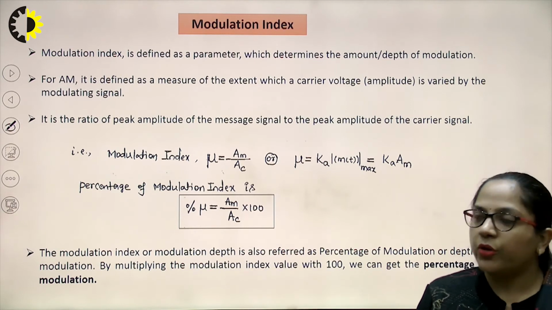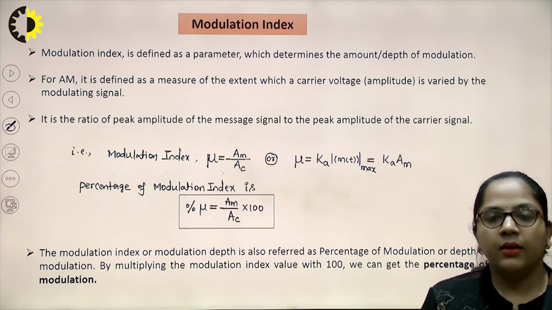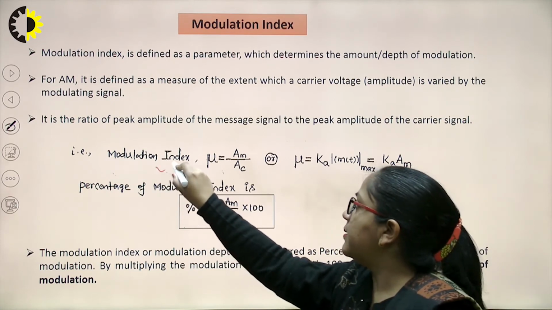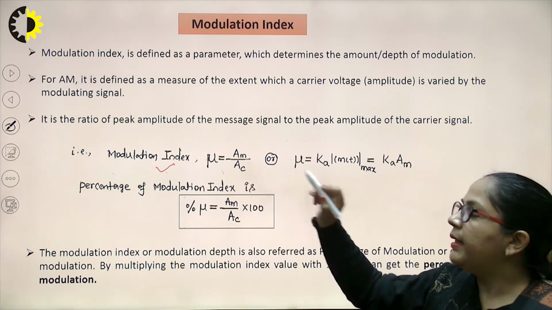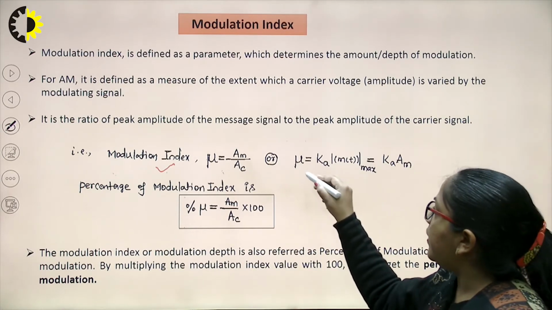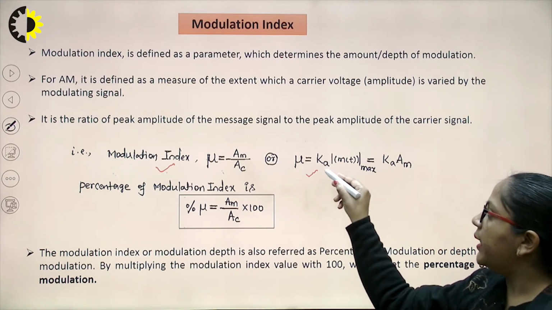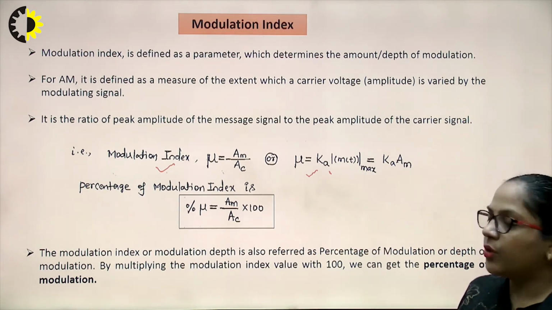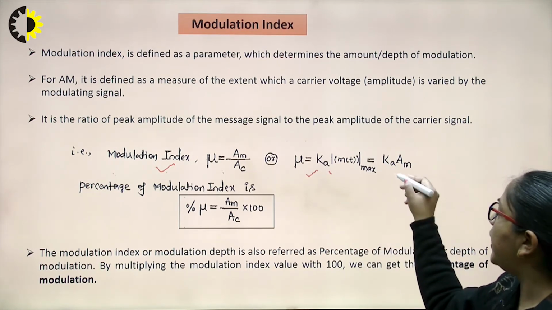We can also define modulation index as the ratio of the peak amplitude of the message signal to the amplitude of the carrier signal. So, we can define modulation index as a ratio of Am upon Ac, where Am is the peak amplitude of the message signal and Ac is the peak amplitude of the carrier signal. We have also seen that we can define mu, that is modulation index, as a product of Ka, the amplitude sensitivity parameter, into the maximum amplitude of the message signal. So, modulation index can also be defined as a product of Ka into Am.